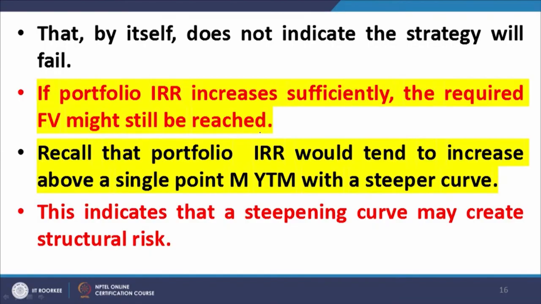Why? Because the issue of IRR also comes into play. Because of this change in interest rates, the IRR of the low maturity bond and the high maturity bond will change, and it will so happen that the portfolio IRR will tend to increase above a single point YTM with a steeper curve. So, that is important. And if it so happens that the portfolio IRR has increased sufficiently that it can cover the decline in the present value of assets due to the steepening of the curve adequately, then the strategy may still succeed. Let me explain it again.